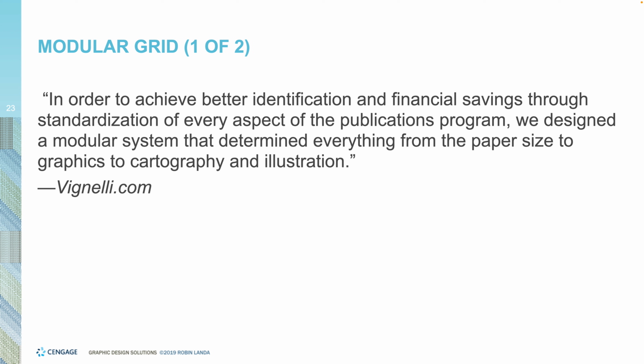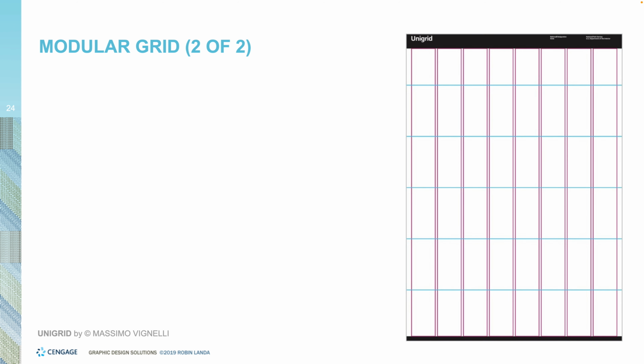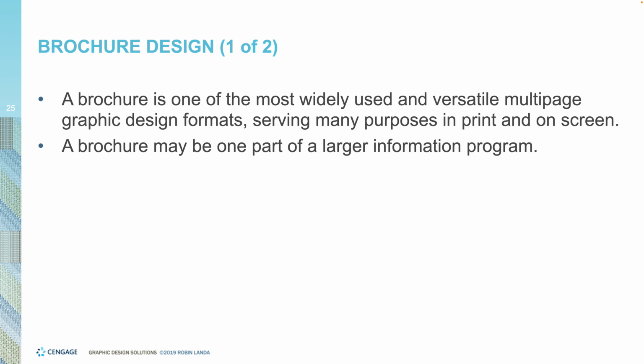In order to achieve better identification and financial savings through standardization of every aspect of the publications program, we designed a modular system that determined everything from the paper size to the graphics to cartography and illustration. Massimo Vignelli is the one that this is from. He used the Unigrid for everything. This is a sense where he chose it, he worked with it, he knew it inside and out, and then used that as he began to design the different pieces that he's worked on. So you can choose that. Another thing, Helvetica is one of the big things that you use as well.